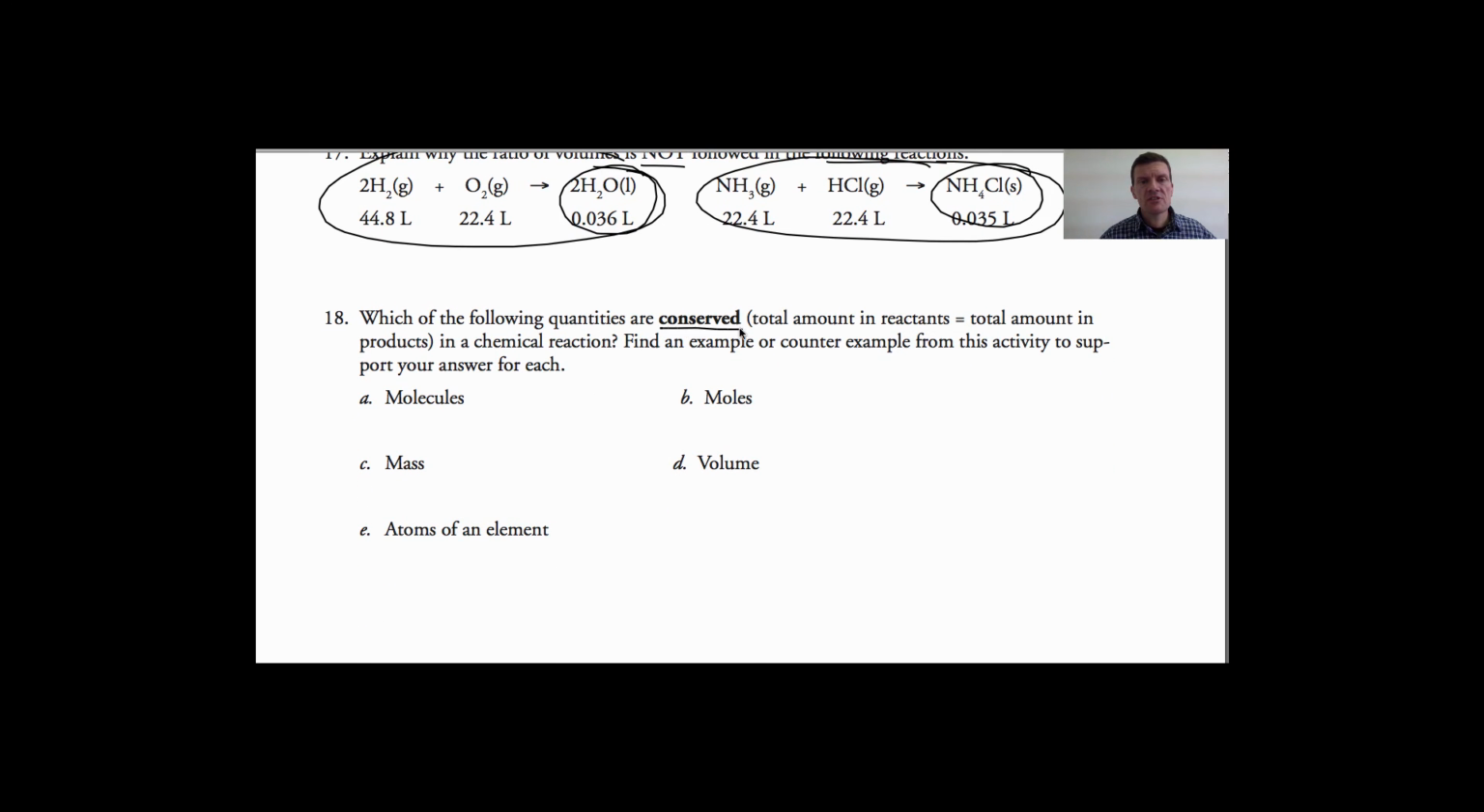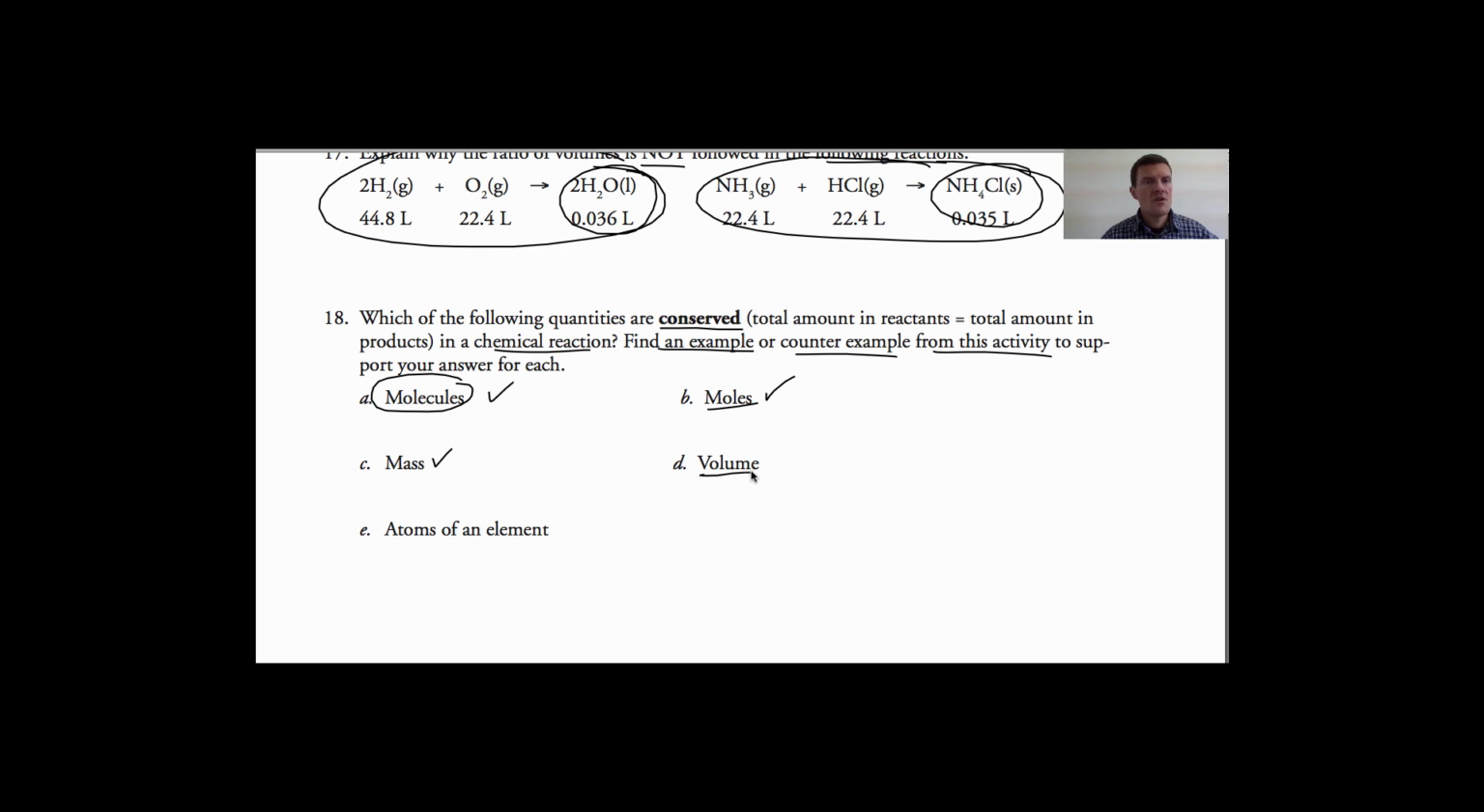Which of the following quantities are conserved? Meaning, before and after the reaction, you have the same amount in the chemical reaction. Find an example or counterexample from this activity to support your answer. Molecules, yes, they have to be conserved. You have to have the same number of particles before and after, and therefore moles as well. Yes, you'd have to have the same number of moles before and after, because moles is just a measurement of number of particles. Mass, since you have the same number of particles before and after, they don't lose or gain mass, so you have to have conservation of mass. Yes, that is conserved.